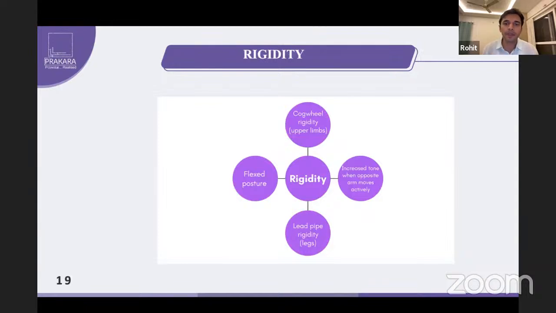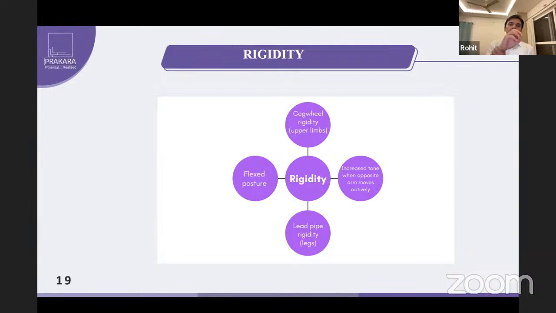Coming to rigidity, what is rigidity? Rigidity is increased tone across the joint. So there is passive resistance to passive movement, and the patient perceives it as stiffness. Most of the patients perceive it as stiffness. Some patients can complain of heaviness of the limb also. But ultimately what it does is that it does not let them use their limb as freely and as fluidly as earlier. So it could lead to cogwheel rigidity in the upper limbs.